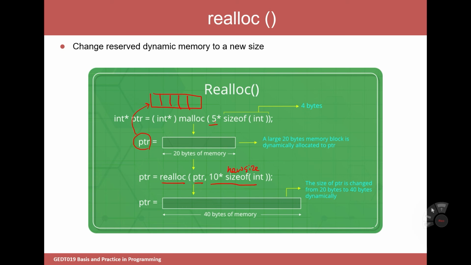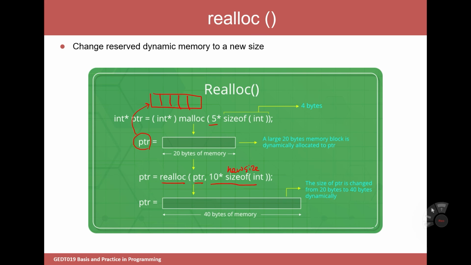So before it was 5 times 4, which equals 20 bytes. But now when you say reallocate, you give the same pointer, and now the size will be 10 times the size of an integer. 10 times 4 means 40. So it will be 40 bytes. So this is realloc.